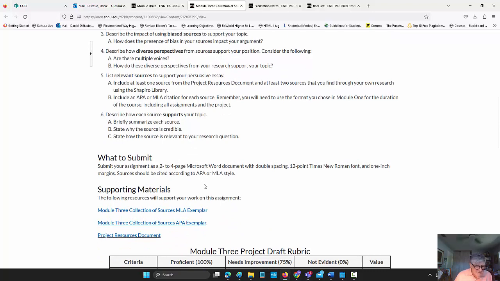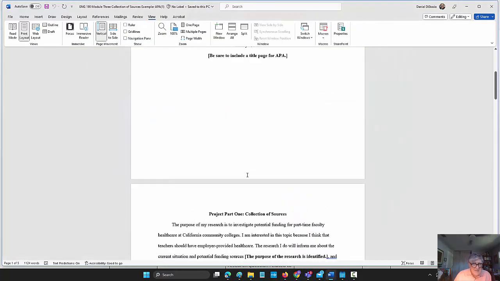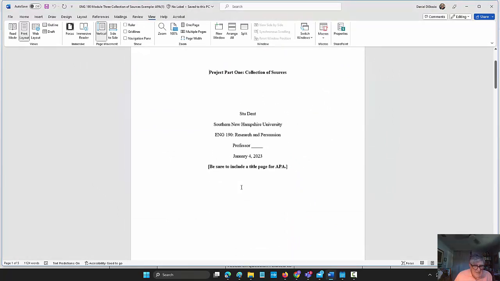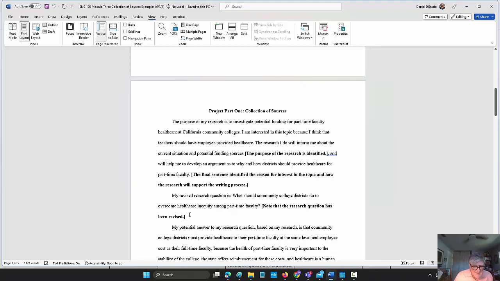So we also have, you'll see, a collection of exemplars, and here we'll take a quick look at one. Here is an exemplar in APA, and notice it says, the purpose of my research is, and it's identified. The final sentence tells us your reason for interest in the topic. And if you look closely, each of these notes in the exemplar are related to a rubric row. And that is what I look for. That is how you are assessed on this project.